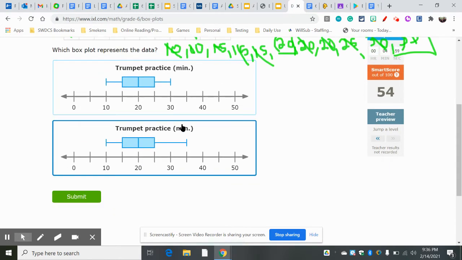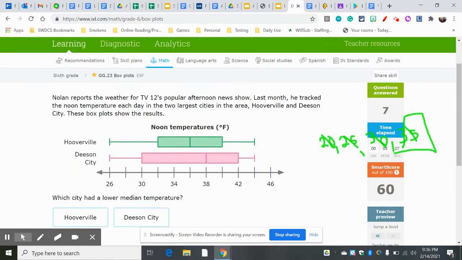All of them are kind of different. It might ask you what the quartiles are, but you have to find what's the difference between the two. This one was my highest number, so that's my answer, okay?